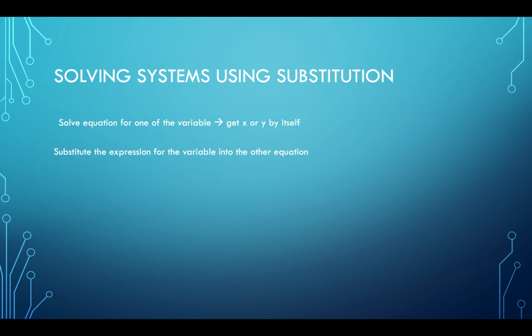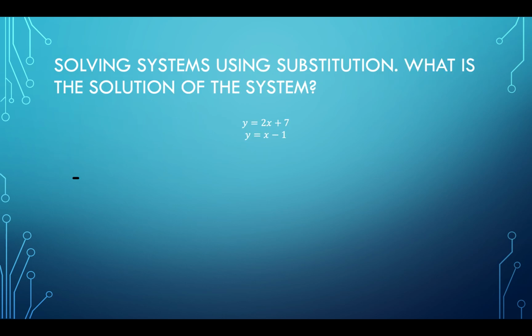So we're going to solve a system now using substitution. Basically what we're going to do is solve the equation for one of the variables. So we're either going to get x or y by itself, and then we're going to substitute the expression for the variable into the other equation. We're going to break that down in a minute or two. So let's solve this system using substitution.